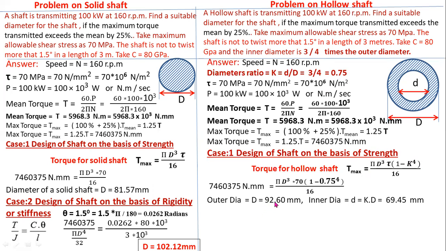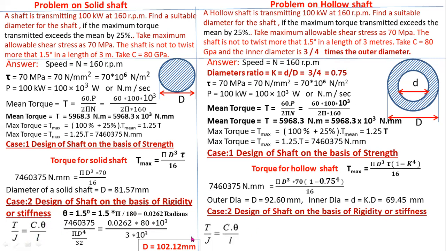Here the outer diameter capital D equals 92.660 mm and the inner diameter equals k into D. K is the diameter ratio. 69.45 mm is the inner diameter of this hollow shaft. So these are the shaft diameters on the basis of strength. Now you have to design a shaft on the basis of strength and rigidity. You have to use the same formula for the hollow shaft. But here the value of J is different for solid and hollow shaft. Remaining values are the same.